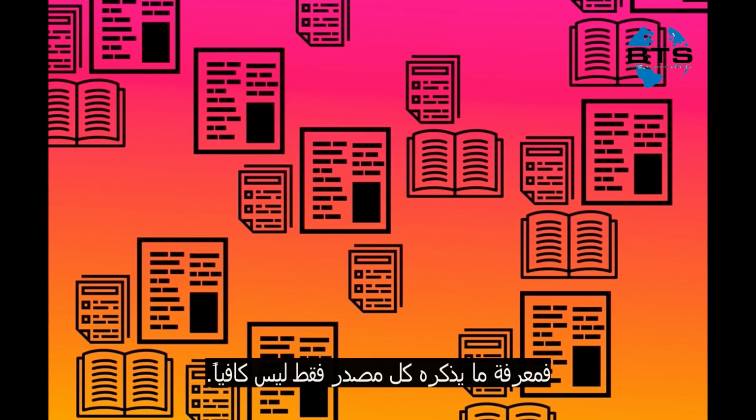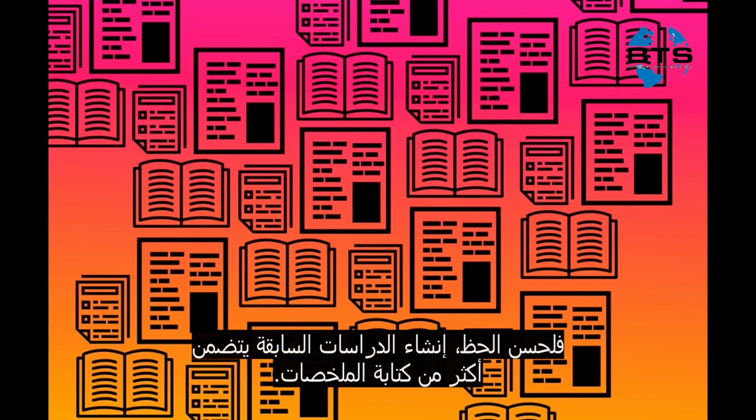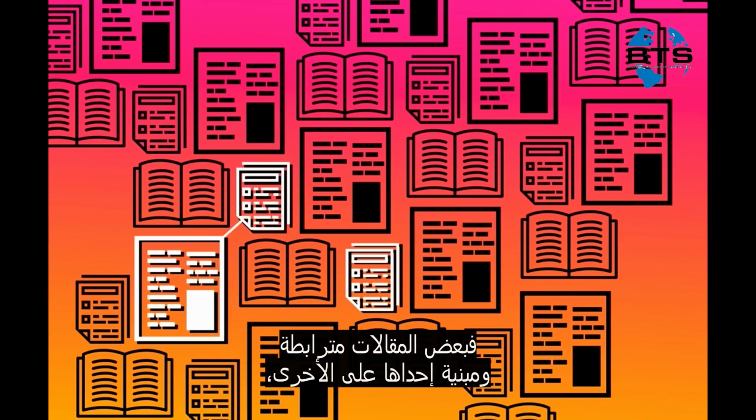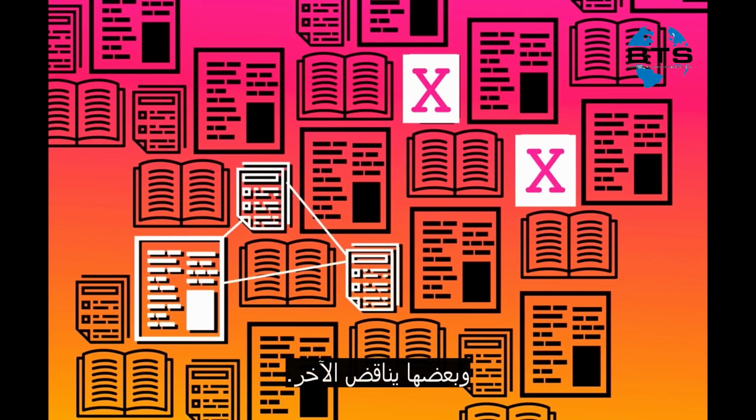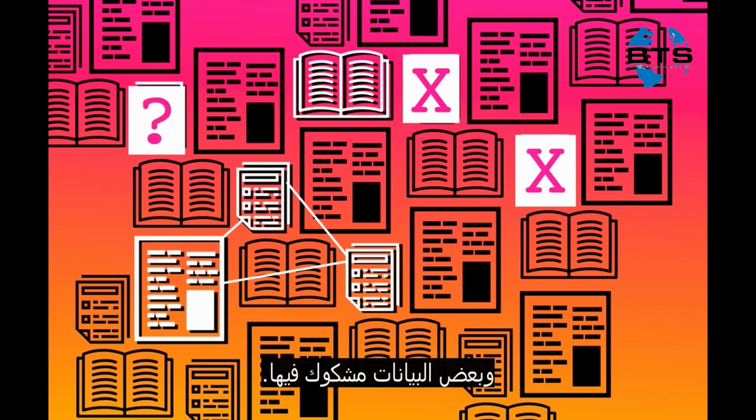Merely knowing what each source says will not be enough. How do you make sense of it all? Fortunately, creating a literature review involves more than writing summaries. Some articles are related and build off of each other, and some articles contradict each other. Some books seem to have outdated methods, and some data sets are questionable.